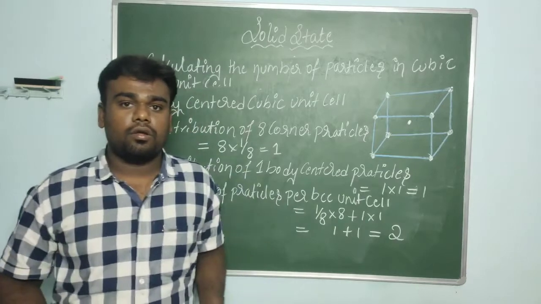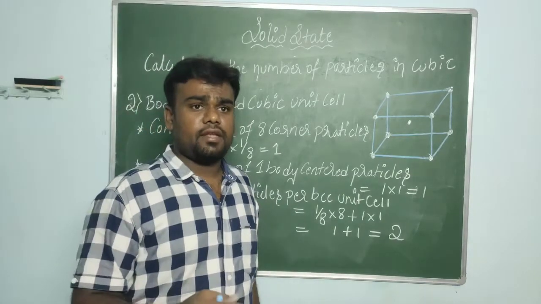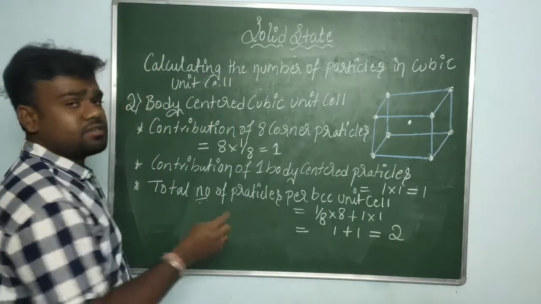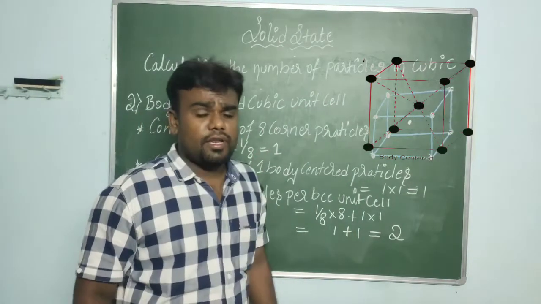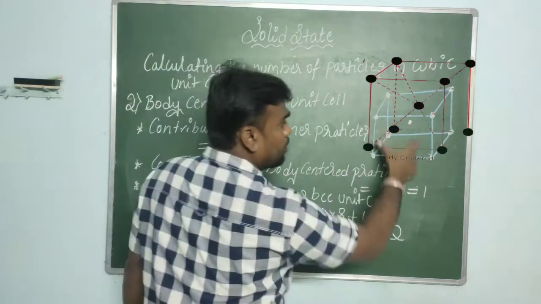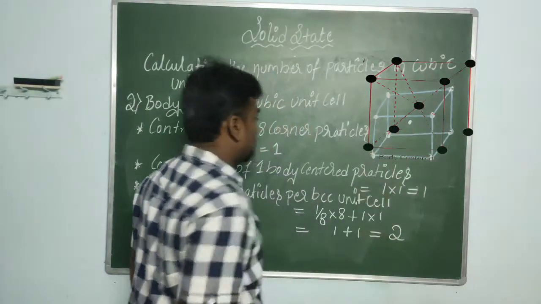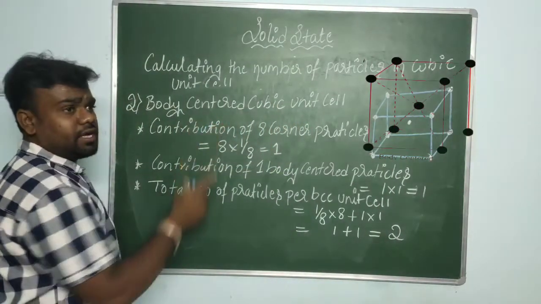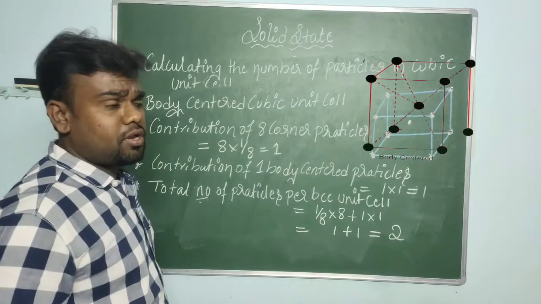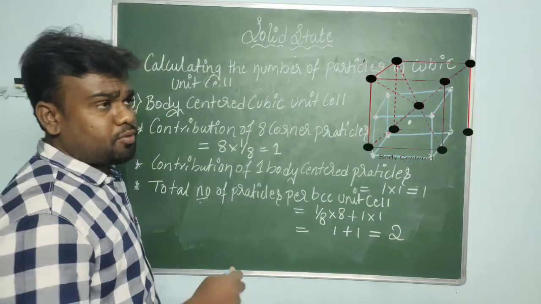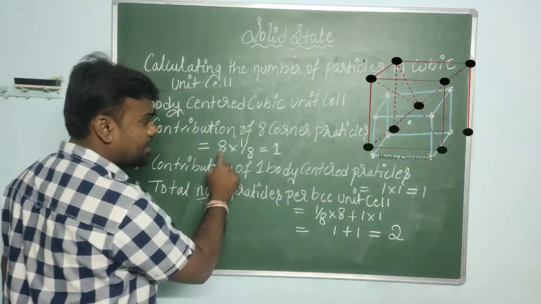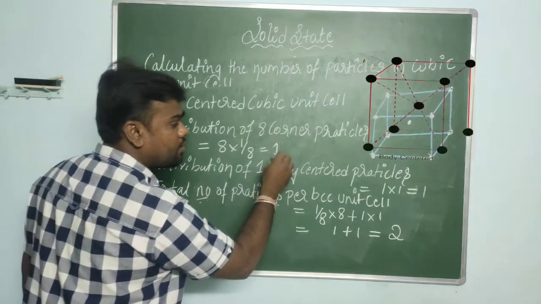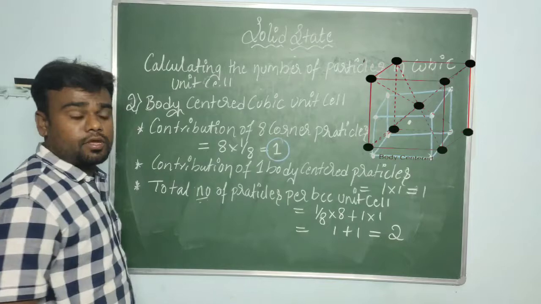Now we are going to study the second unit cell, that is the body centered unit cell. The name itself says it, the body in the cube. We already know that in SSC, the simple cubic or primitive unit cell, the contribution of 8 corner particles is 8 into 1 by 8 equals 1 particle.